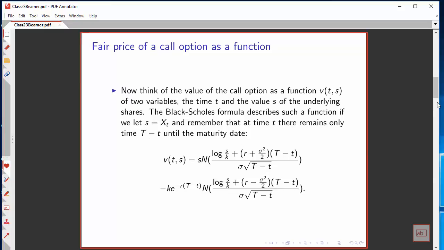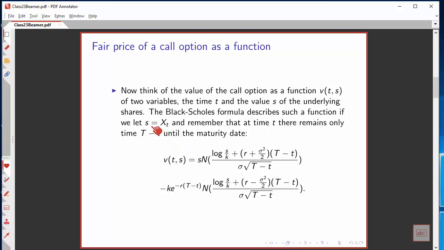Now let's think of the value of the call option as a function. At any time, it depends on what time it is. That tells us how long is left to maturity, and on the price of the underlying shares, which I will denote by little s rather than capital S.